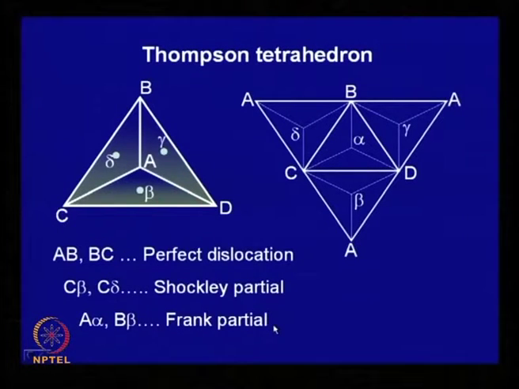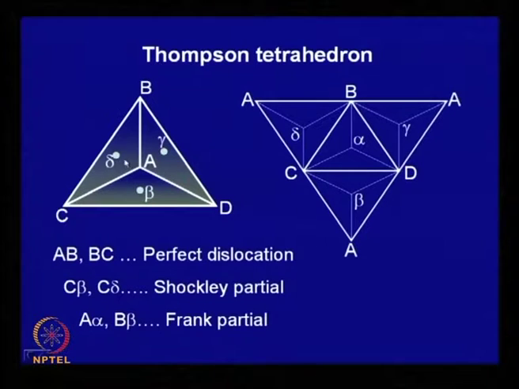Different types of dislocations can be represented in terms of this tetrahedron, which is called the Thompson tetrahedron. These edges of the tetrahedron represent perfect dislocations, the Burgers vector of a perfect dislocation. Now, a perfect dislocation on a slip plane dissociates into two partials like B delta, delta C. These are known as Shockley partials.